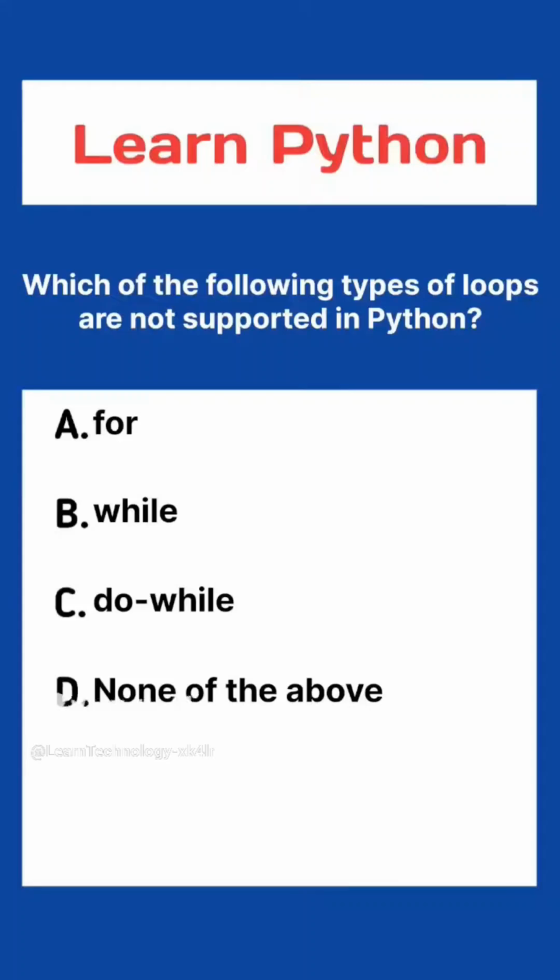Which of the following types of loops are not supported in Python? The correct answer is option C. Do-while loops are not explicitly a part of the Python language.